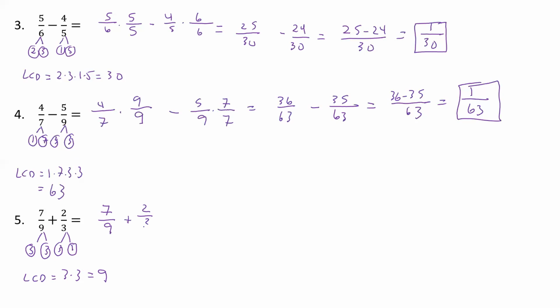But the second one, guess what? It doesn't have the LCD, so we have to multiply something. 3 times what will give us 9? Well, 3 times 3. So we have to do the same on top and bottom. So now that gives us 7 over 9 plus 2 times 3, which is 6, over 3 times 3, 9. Now we've got the common denominator, so we can write that down here. Then we take 7 plus 6. Well, what is 7 plus 6? That's going to give us 13 all over 9. And that then is our final answer.